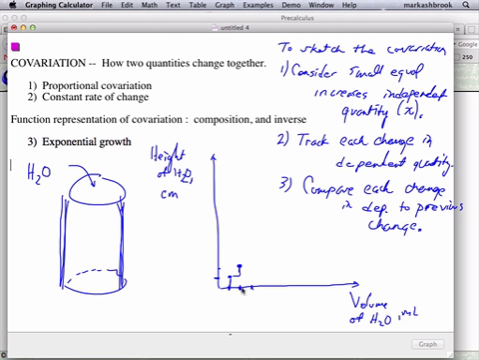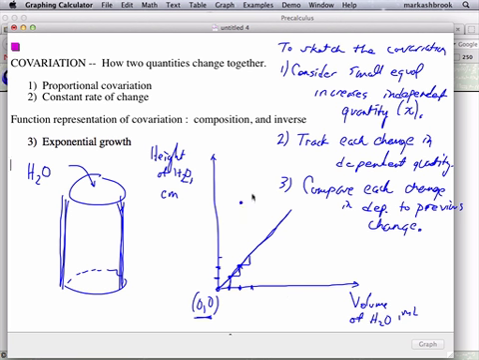Okay, so I'm going to add the same small amount. What's going to happen to the height? Will it go up or down? It's going to go up. How does it compare to the previous change? Same. What kind of covariation is this? Yep, it's a constant rate of change. And in fact, because it goes through 0, 0, it's also proportional. The height is proportional to the volume of water in there, and that's only because it goes through 0, 0. But because it's linear, it's a constant rate of change.